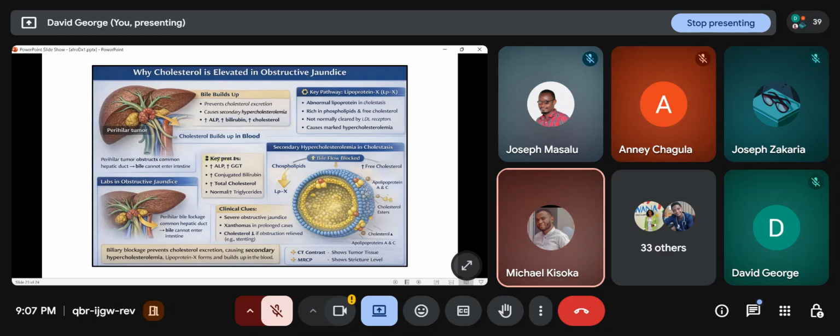How do you treat it, and how do you go about it if you are an attending physician or an attending clinician? The management is very easy. You just need to put a stent if there is a stricture. If you relieve the pathology, this hypercholesterolemia will just resolve. The good thing about it is it's not normally cleared by the LDL receptor, and it has no cardiovascular risk as far as it's concerned. Next slide, David.